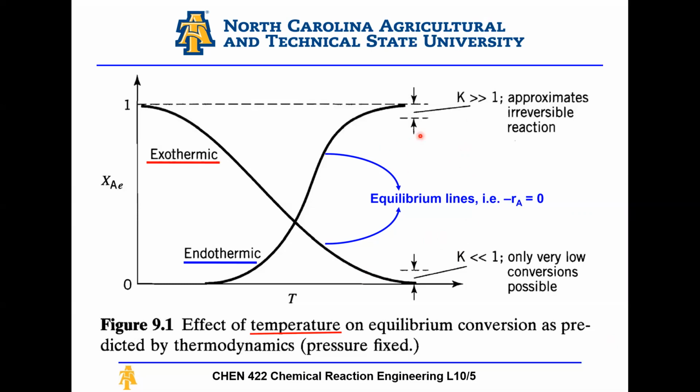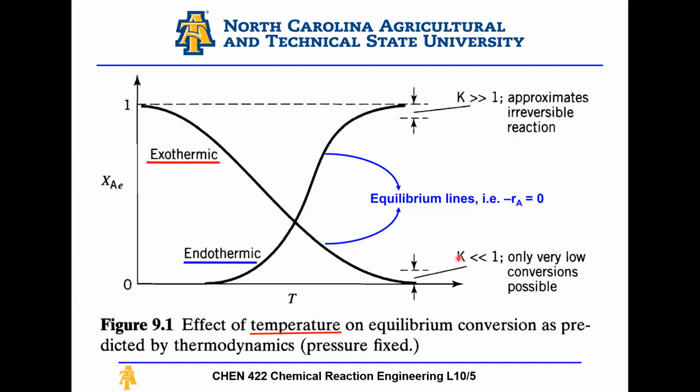Okay, another thing to note is that when K is much larger than 1, that means that we have an almost complete conversion. So as you can see here, XA is very close to 1. The reaction is considered irreversible, right? So if K is much larger than 1, your conversion is very close to 1. I almost have a complete conversion, and your reaction is practically irreversible, right? It just goes to completion.